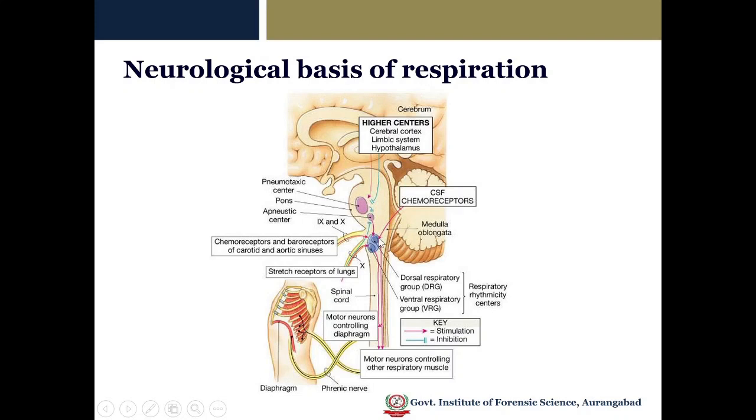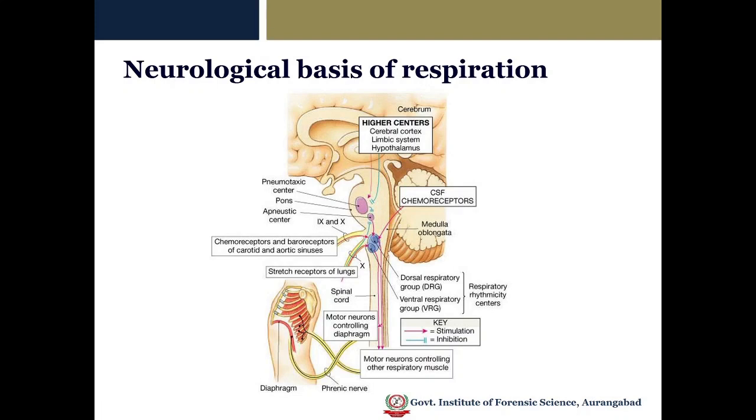The blue area has two parts, dorsal and ventral. These dorsal and ventral groups you can understand as respiratory rhythmicity centers, which regulate the movement of the diaphragm as well as the contraction of the intercostal muscles, right? The signaling comes from this, that when it has to go down and when it has to go up. Let's say if it is not working properly in someone, they cannot breathe.